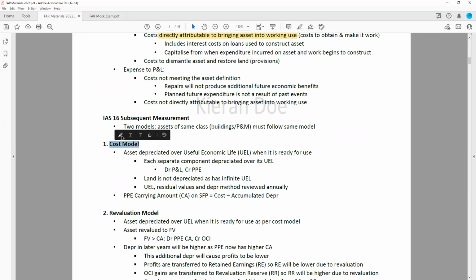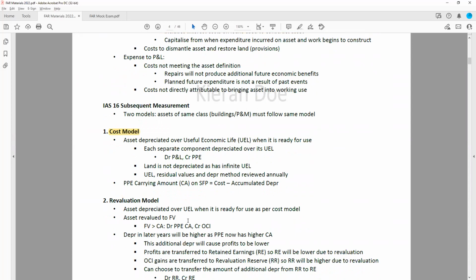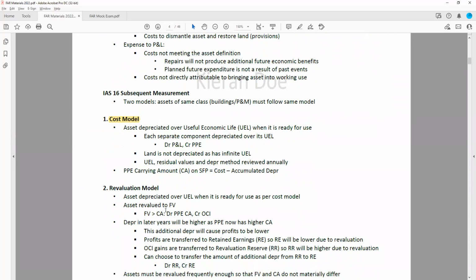Now, we're not told which model they follow. If they're following the revaluation model, you'll usually be told that in the question, or at the very least, you'll be told what the fair value is at the year end. So we're not told about that at all. Now, what we are told is, of course, some information about depreciation. So under both models, you depreciate the asset.